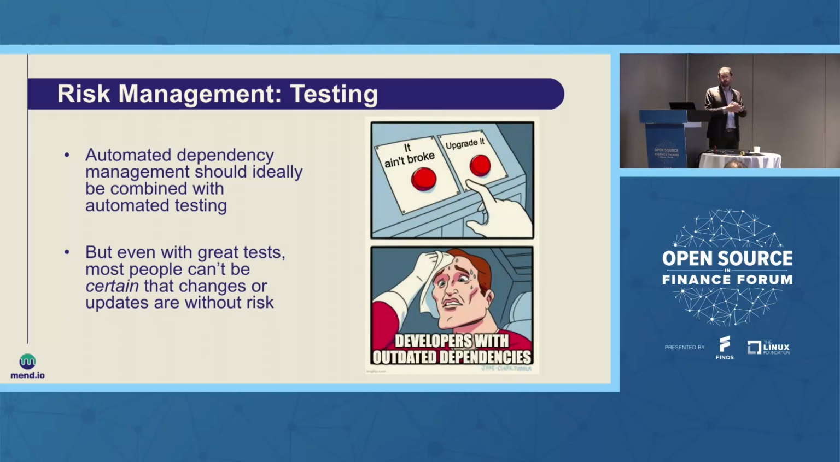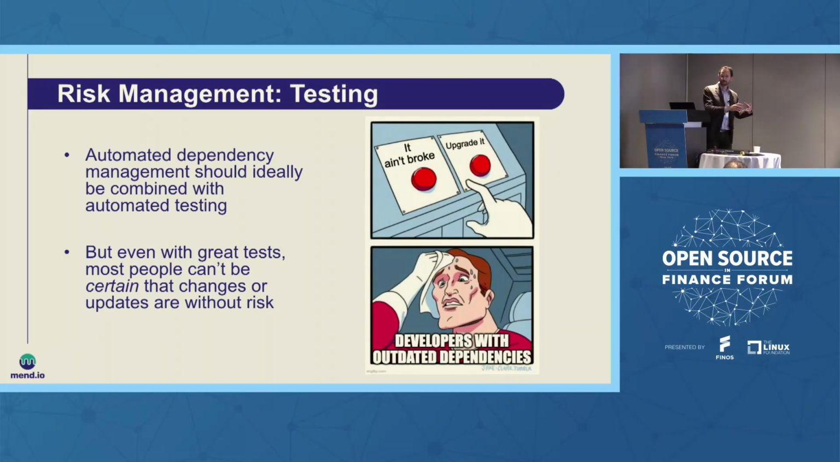So automated dependency management should ideally be combined with automated testing. It is a risk if you were to update a project that you have low quality control of. However, even with great tests, most people can't be certain that changes or updates are without risk.